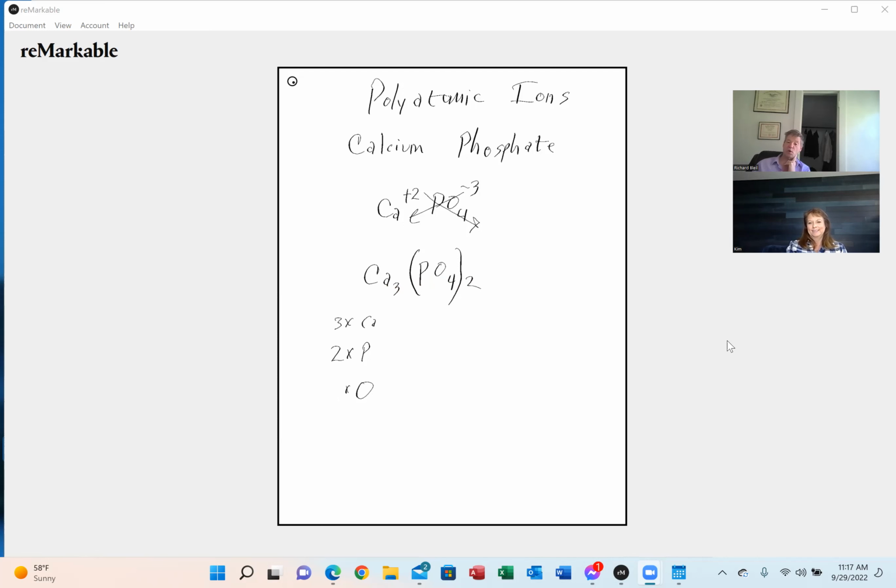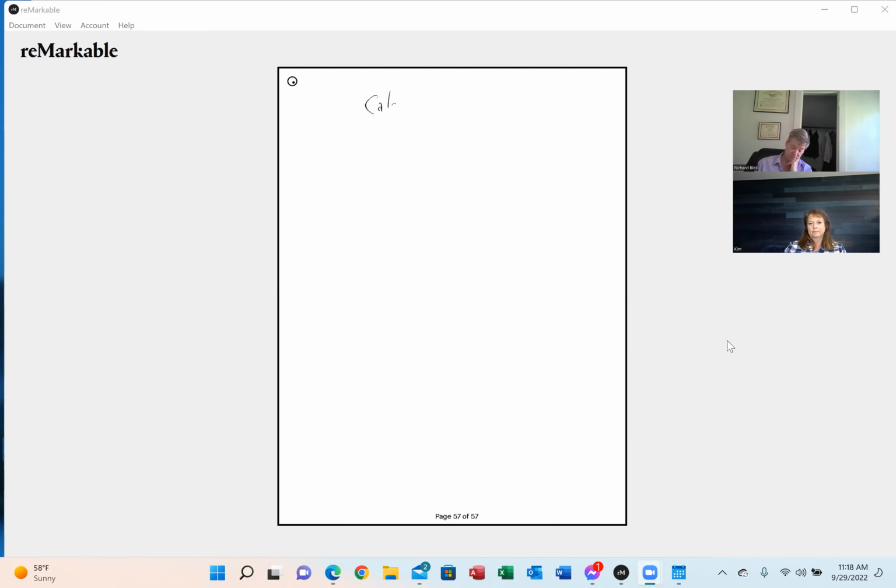So we don't have 4 oxygens. We have a total of 8 oxygens. 4 times 2 gives us 8 oxygens. And keep in mind, sulfate, as you recall, is SO4, also with a -2 charge.